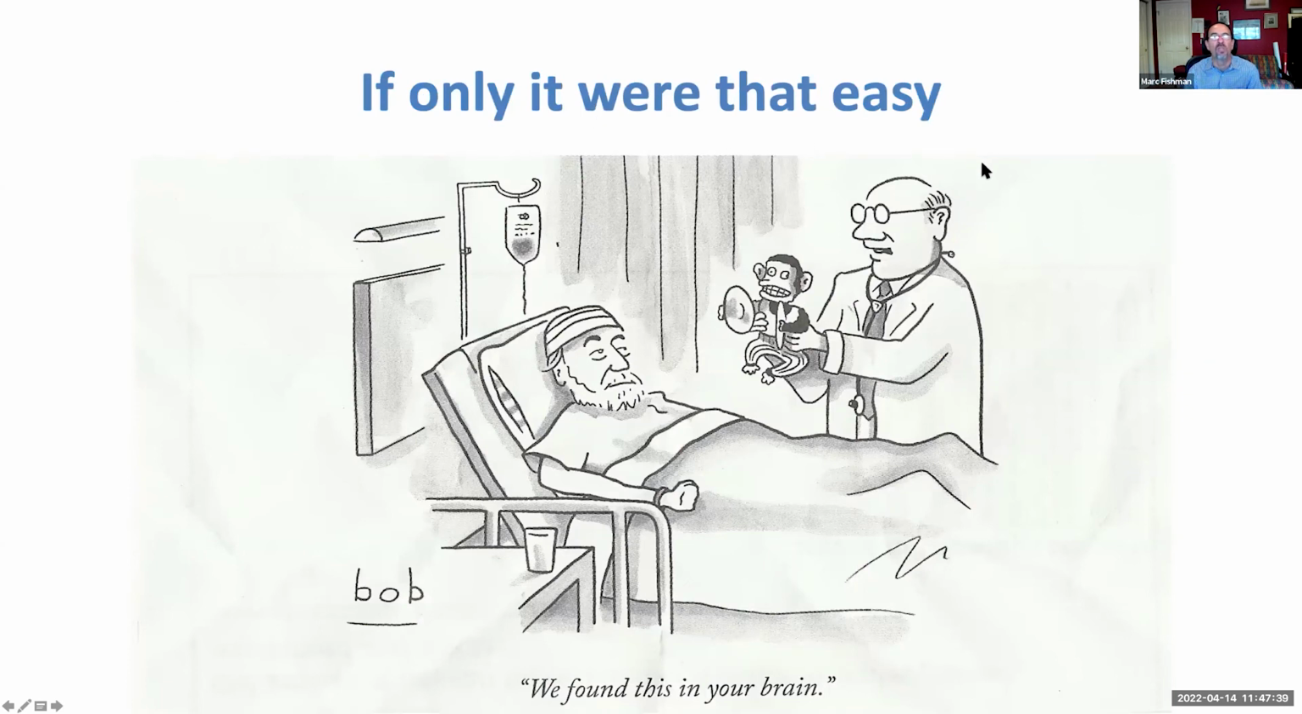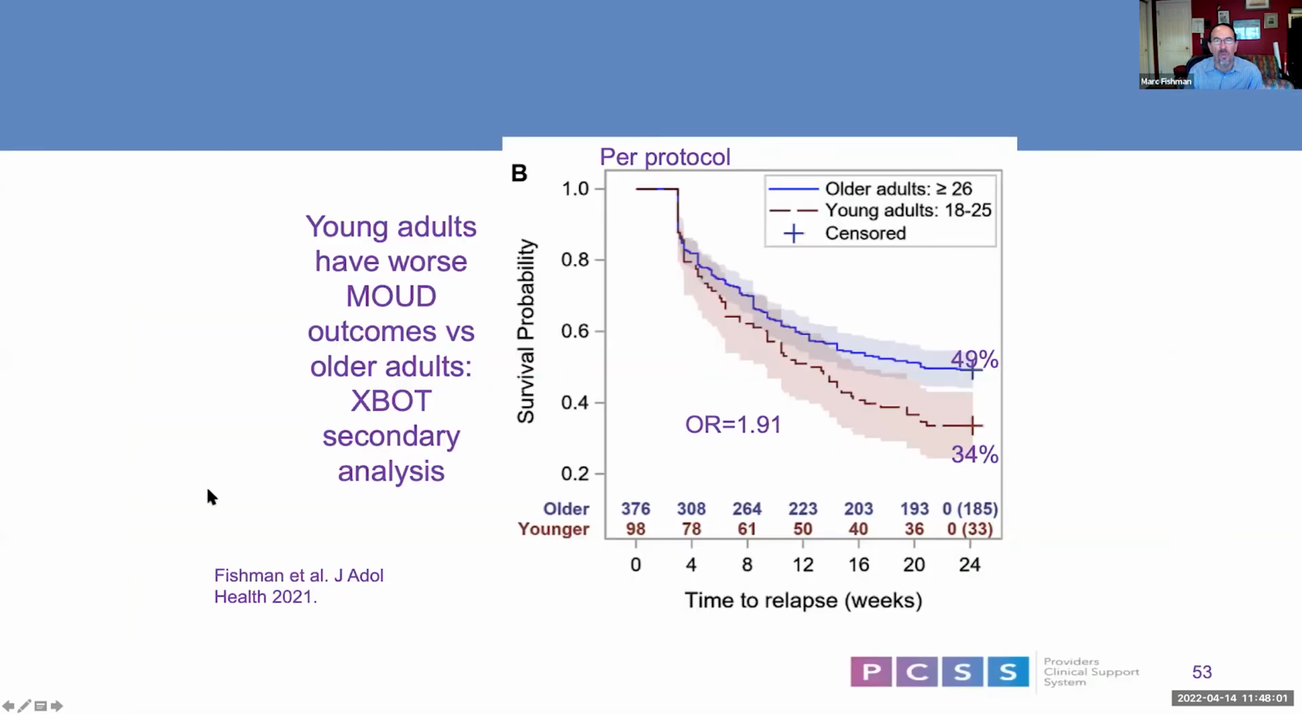You know, if only it were that easy, if only all we had to do is prescribe more buprenorphine and refer people to buprenorphine prescribers, we'd cure youth OUD. Yeah, not so fast. One of the things that we know is that medication alone is not sufficient. But another thing that we know is that even medication treatment, when done well, doesn't work as well in youth as it does in older adults.